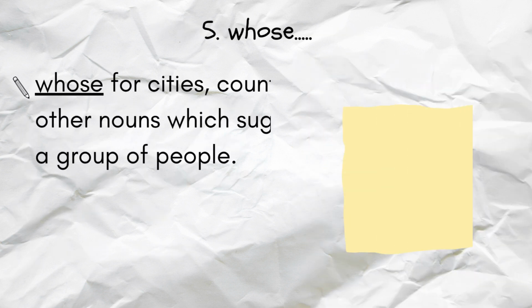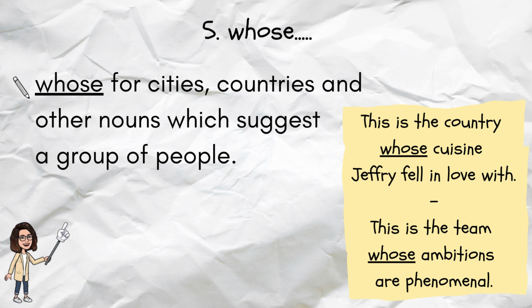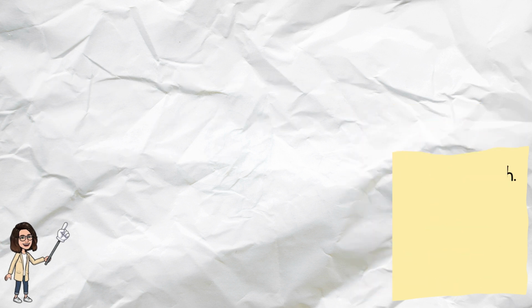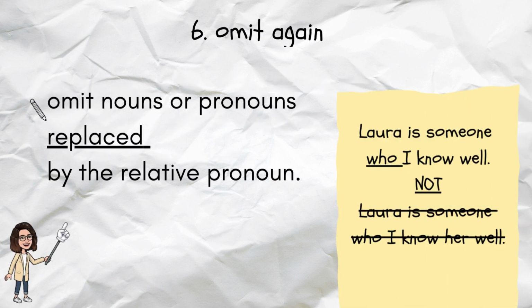5. We can also use whose to refer to cities, countries, and other nouns which suggest a group of people. This is the country whose cuisine Jeffrey fell in love with. This is the team whose ambitions are phenomenal. 6. We omit nouns or pronouns which have been replaced by the relative pronoun. Laura is someone who I know well.